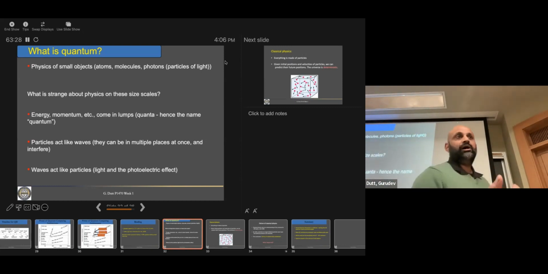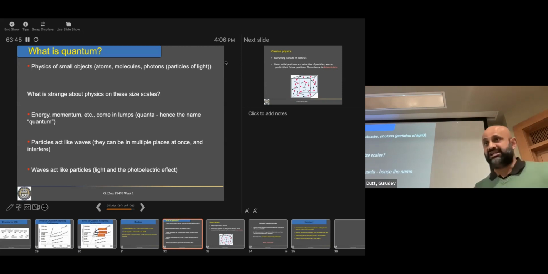So all of a sudden, as we reduce our length scale down to the size of atoms and electrons and photons, it turns out we can't do that anymore. The energy doesn't move in small continuous increments. It comes in small lumps. And the size of those lumps, as I explained, is governed by Planck's constant. And then, of course, this is the famous thing, we'll come back to this with some experiments and so on: particles can act like waves.